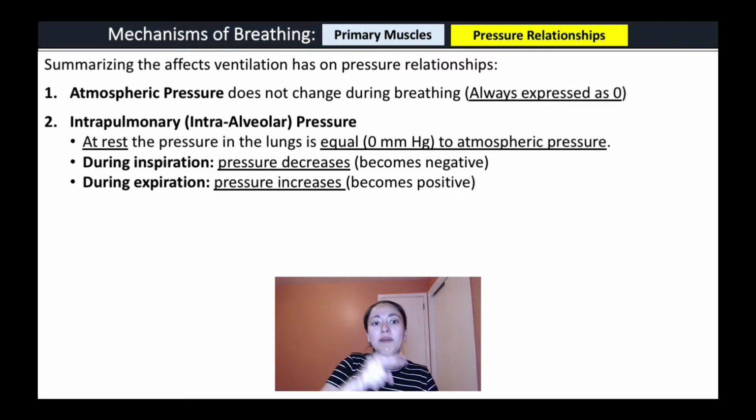All right, so atmospheric pressure does not change. It is always 0. Intrapulmonary pressure becomes more negative during inspiration. It becomes more positive during expiration.